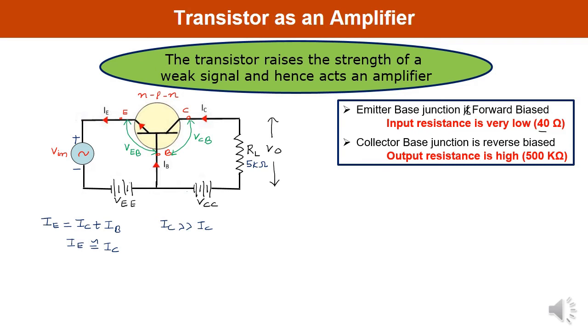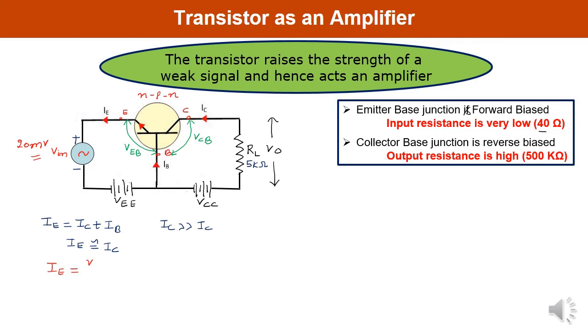Now you know that input resistance is very low, of the order of 40 ohm, and output resistance is very high, of the order of 500 kilo ohm. So now let us take the RMS value. If the RMS value of this input V in, let us assume, is 20 millivolt, applied as input, and you know the input resistance, so you can calculate the emitter current, which is the input current over here.